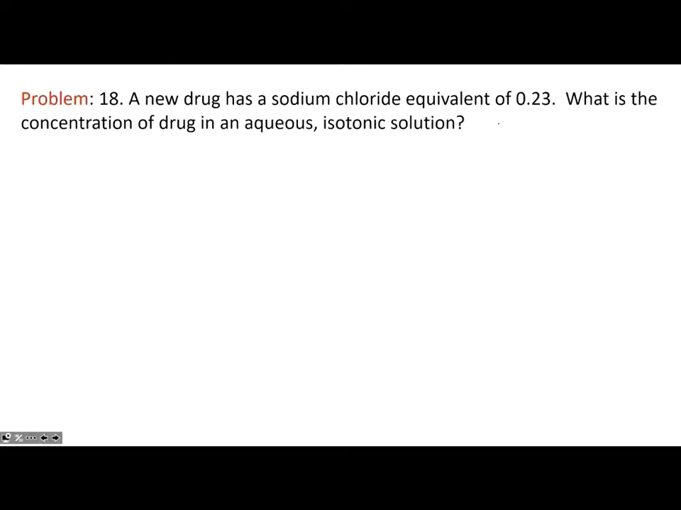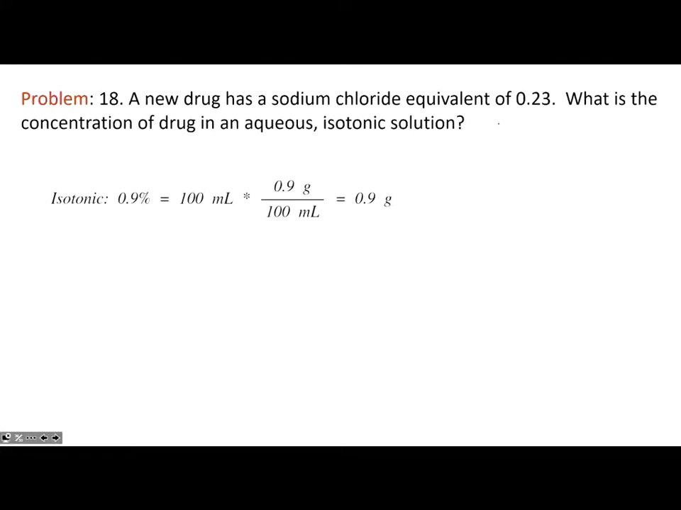So that's not hard, but what does it mean to be an isotonic solution? I don't know how much of that drug would be isotonic. Do I know how much sodium chloride would be isotonic? How much sodium chloride is isotonic? 0.9%, right? So don't I need the same amount of drug that gives me the same as 0.9% of sodium chloride? That's where to start with this question. Start with the sodium chloride.